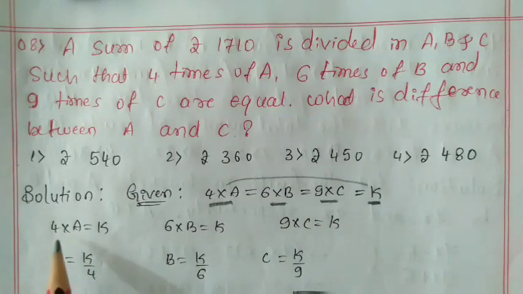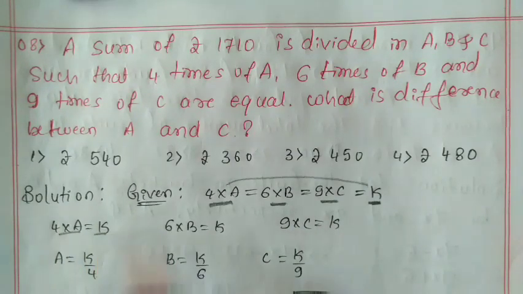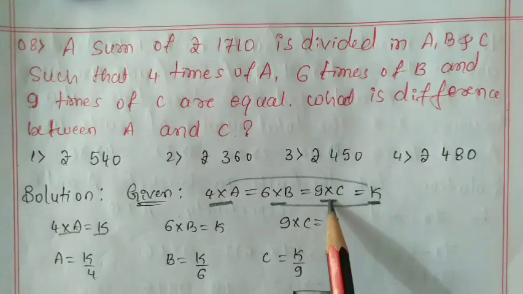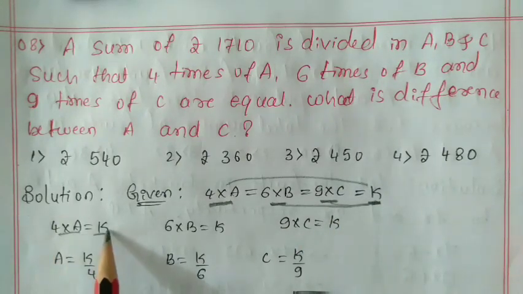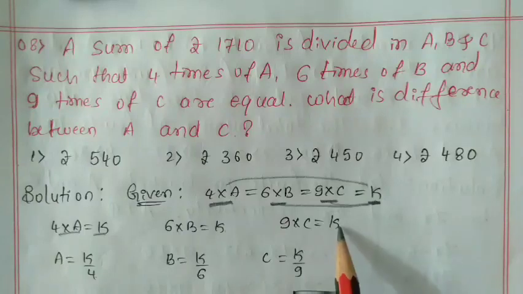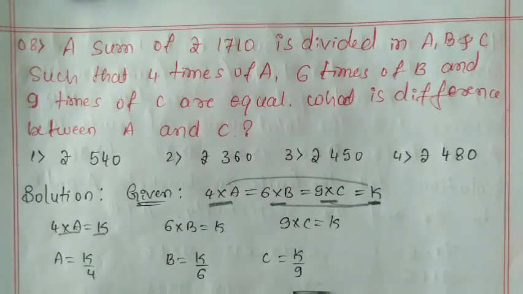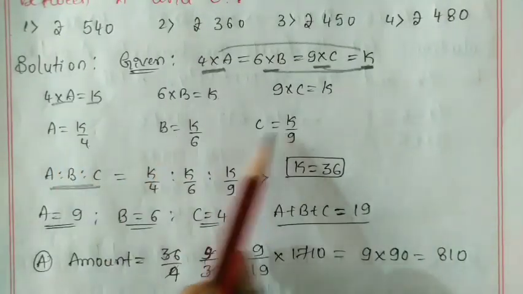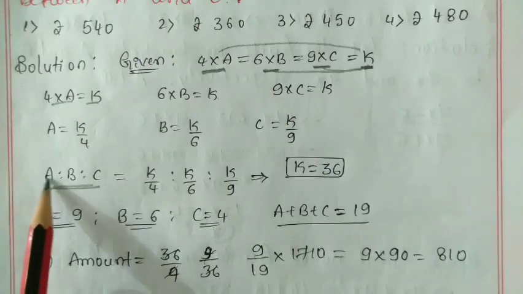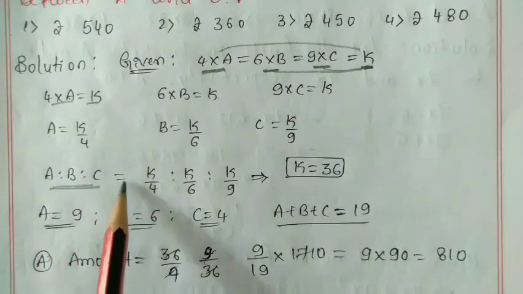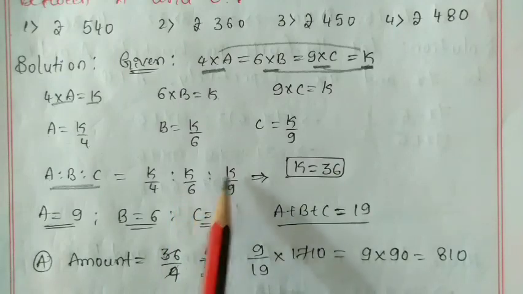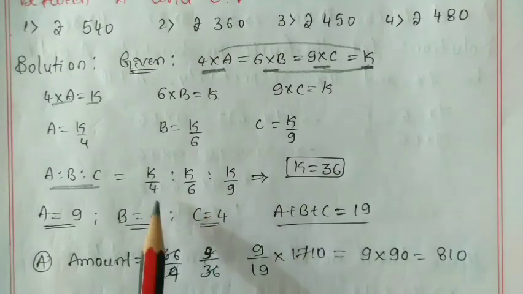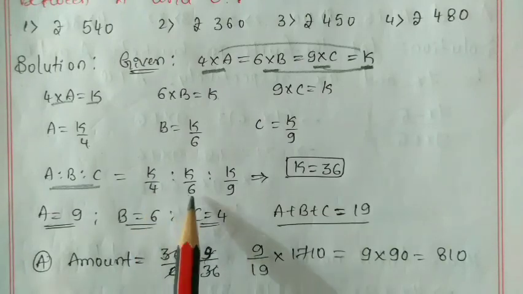After that you can equate each to K. 4 into A is K, 6 into B is K, 9 into C is K. Next you can bring the 4 to this side, and it becomes divided by. So A equals K by 4, B equals K by 6, C equals K by 9. Next you can write these in ratio: A ratio B ratio C equals K by 4 ratio K by 6 ratio K by 9. So what is the LCM of 4, 6 and 9?